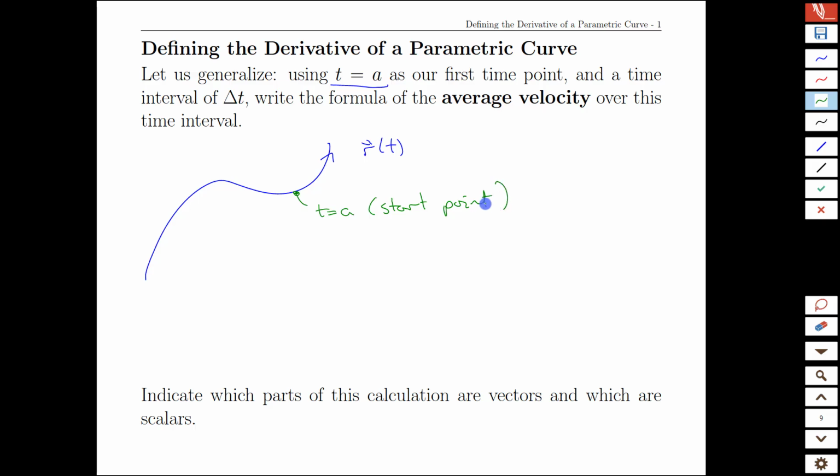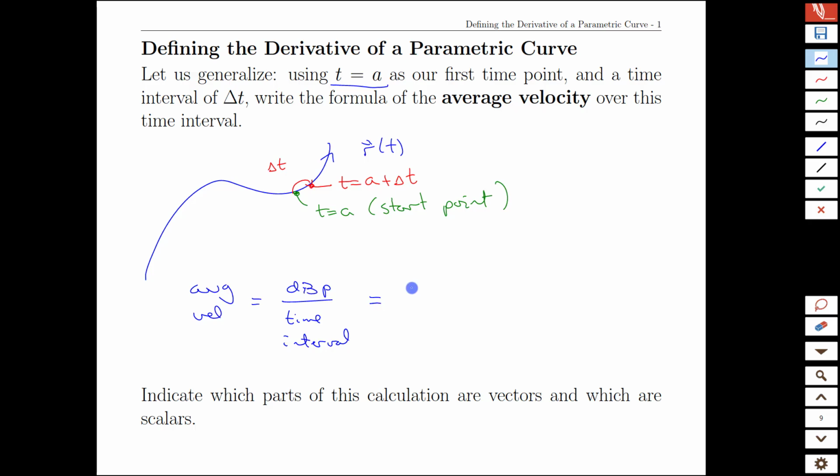And based on that, we're going to take a small increment of time beyond there. So we're going to take a small step in time of delta t, and that's going to put us at t equals a plus that little bit of change. We can then, of course, calculate the average velocity over that time interval. What we do is we take our formula for the average velocity, which is our displacement divided by the time interval.